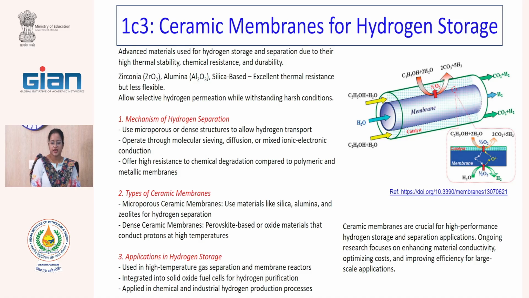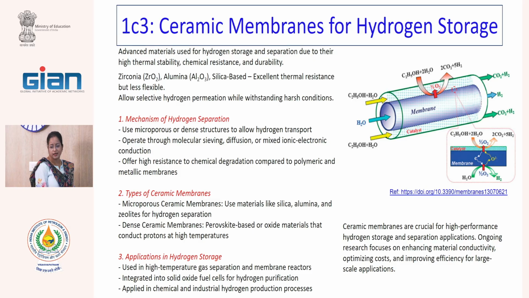One more thing that you can have is the ceramic membrane. So, till now we have seen polymeric and metallic membranes. Now, what are ceramic membranes? Ceramic membrane is basically used whenever we need a very high temperature operation. Zirconia, alumina and silica based materials have very good thermal resistance. They allow selective permeation of hydrogen.